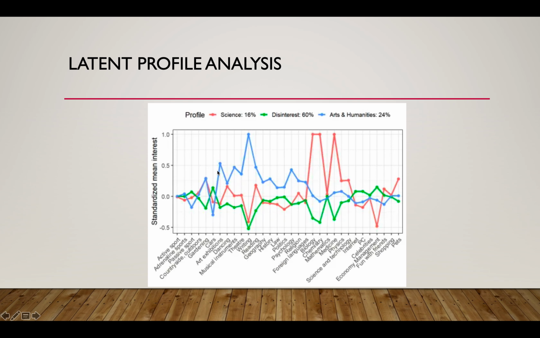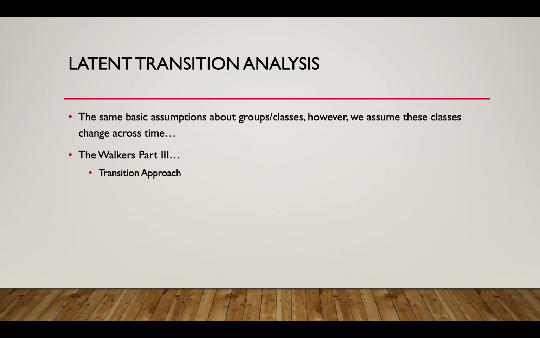Then we have arts and humanities people that are endorsing a lot of interest over here in things like theater, writing, reading, etc. And so we have distinct profiles of people who are interested in science, who are interested in arts and humanities, and so on and so forth. The nice thing with profile analysis, as I said, is you can have a lot more indicators and still have very stable parameter estimates.